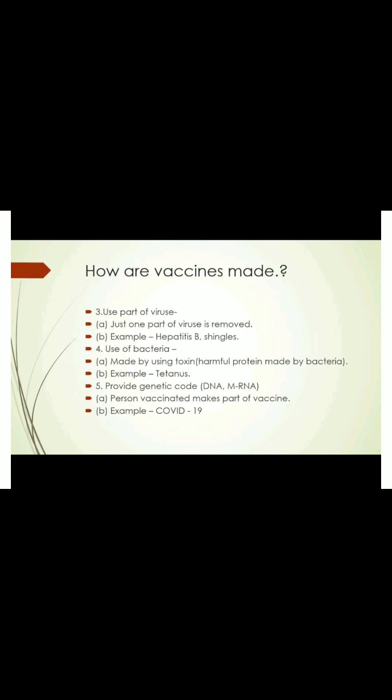Third, use part of virus. Just one part of the virus is removed and used as vaccine. This strategy can be used when an immune response to one part of the virus is responsible against diseases. Example, hepatitis B and shingles.